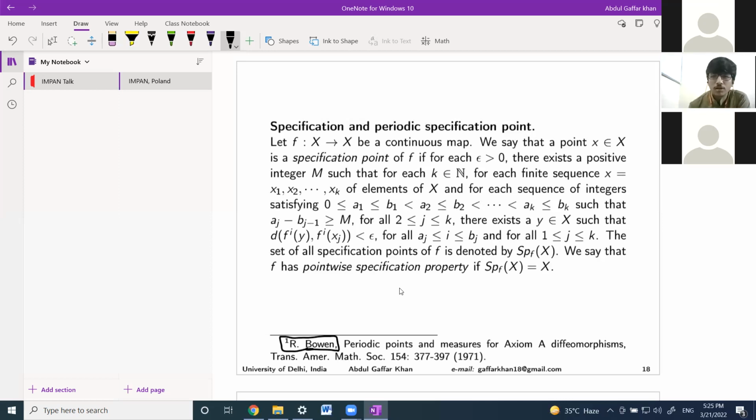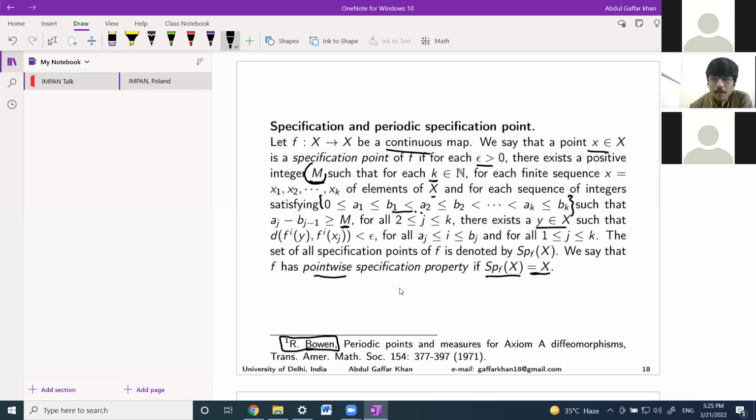Let me recall the notion of specification point that we defined. For a continuous map f, x is a specification point if for each epsilon we can find a time gap m such that for each k in N, for any finite sequence of elements of X and a finite sequence of non-negative integers, so that the time gap between a_2 and b_1 is at least m, then these orbits can be piecewise traced within epsilon distance by some point. The set of all such points will be denoted by the following set, and we say that a map has the pointwise specification property if every point is a specification point.